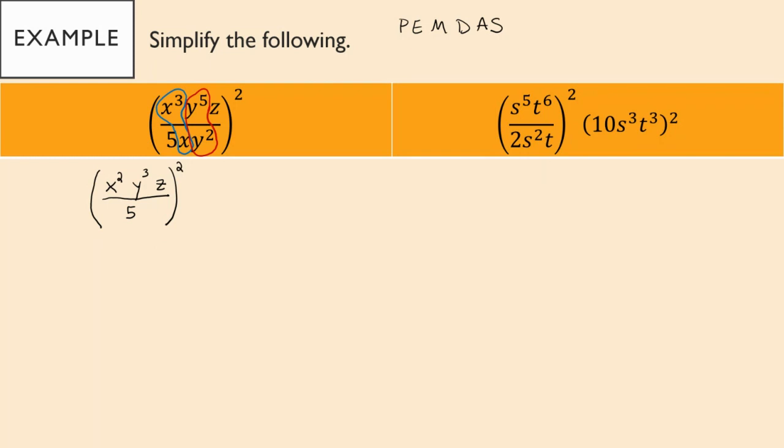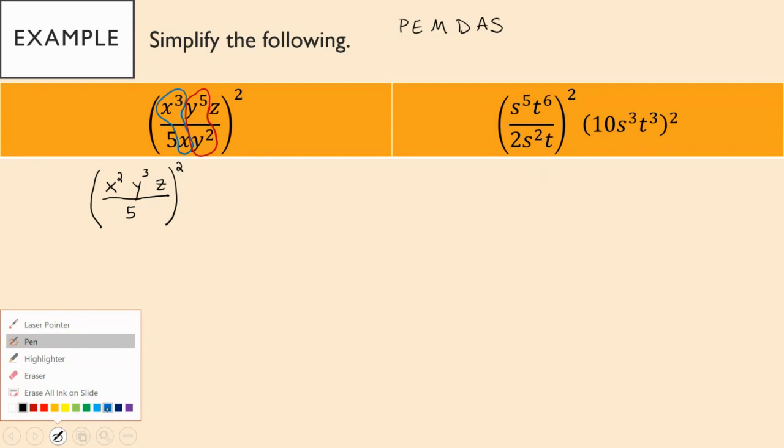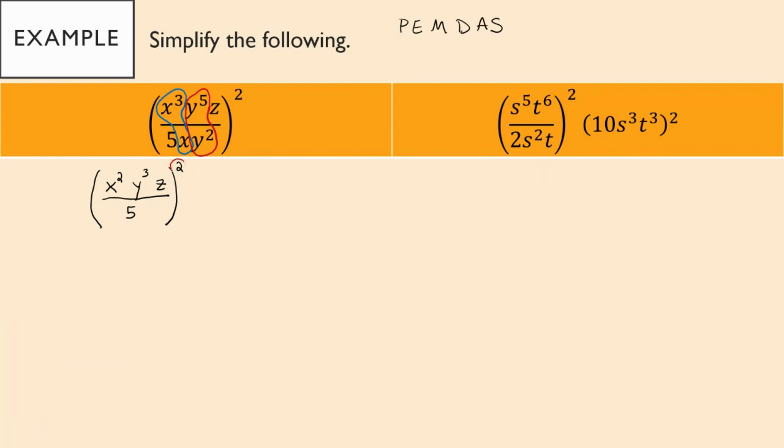So that's the parentheses step. We simplified inside the parentheses before we did anything else. The next step is exponents. I like to do the exponent step pretty much all at once. So I'm distributing that 2 to everything, and I can also do it on the bottom.